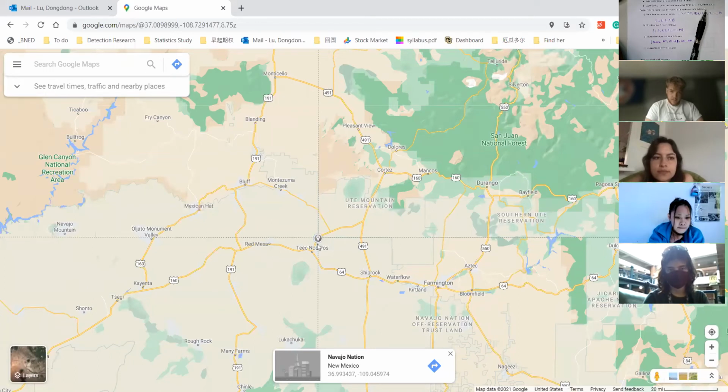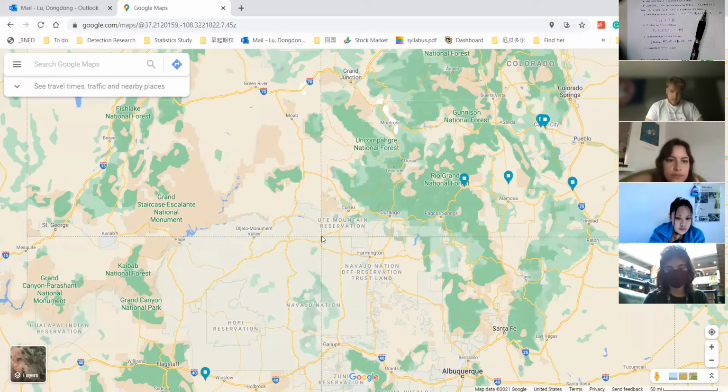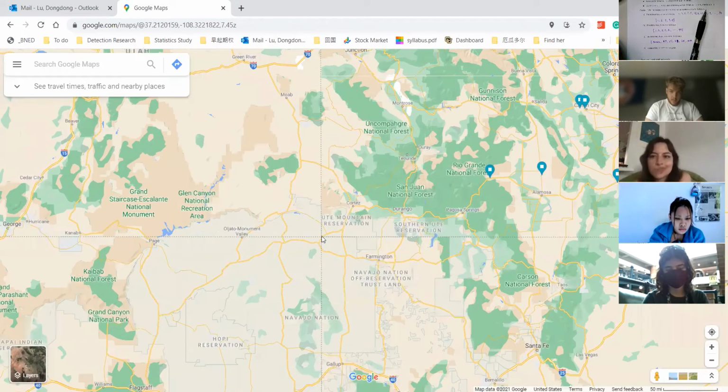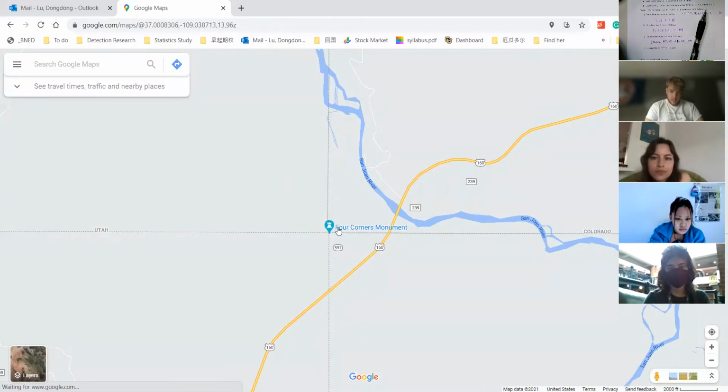How do you pronounce this point on the borderline with four states? Does anybody know the name of this place? It's called the Four Corners Monument.